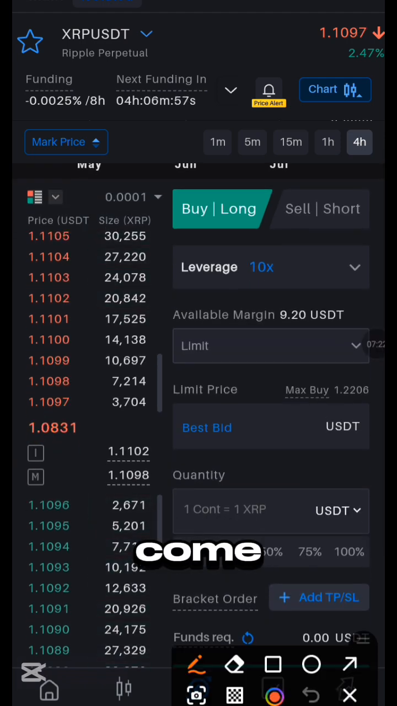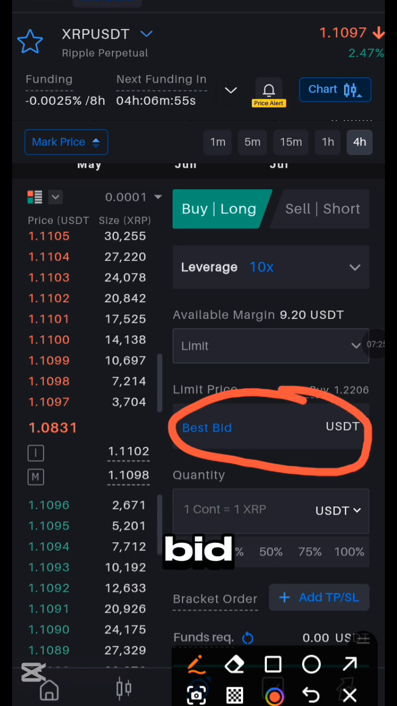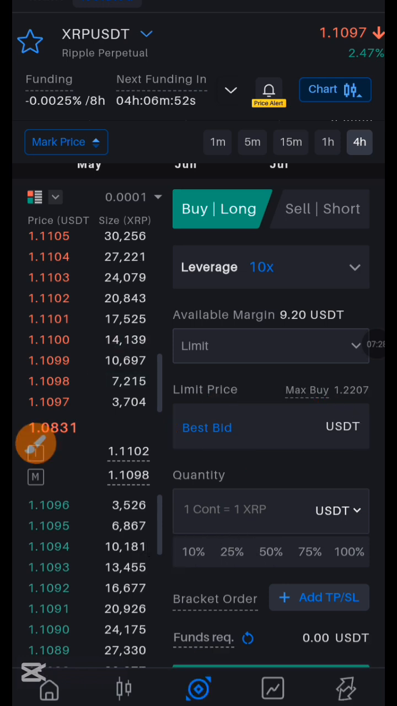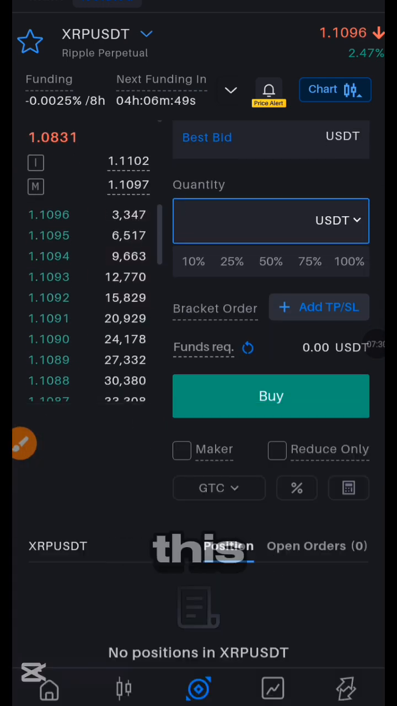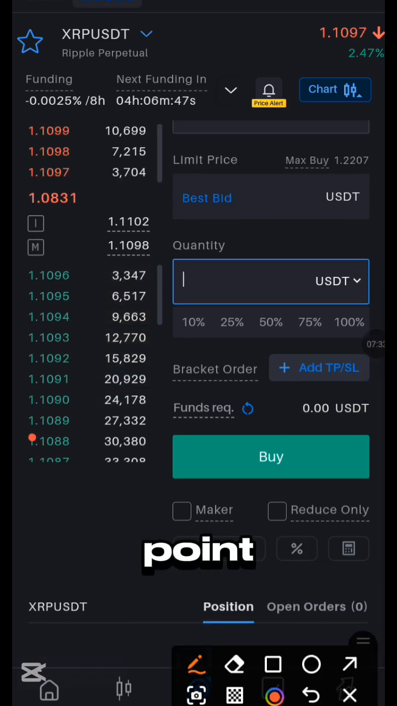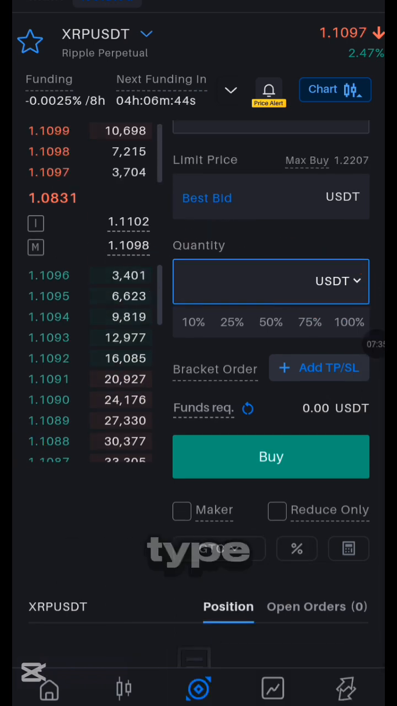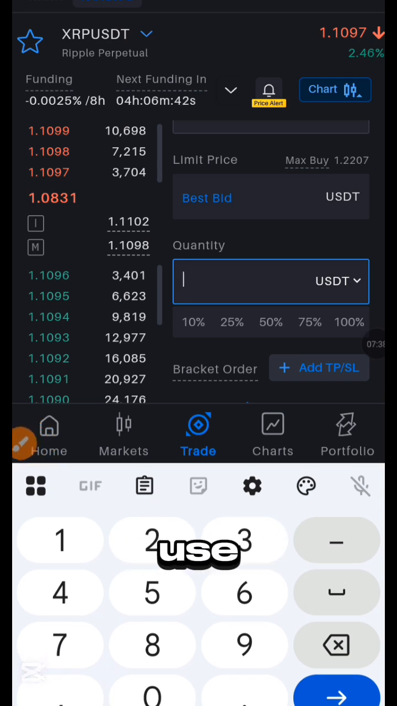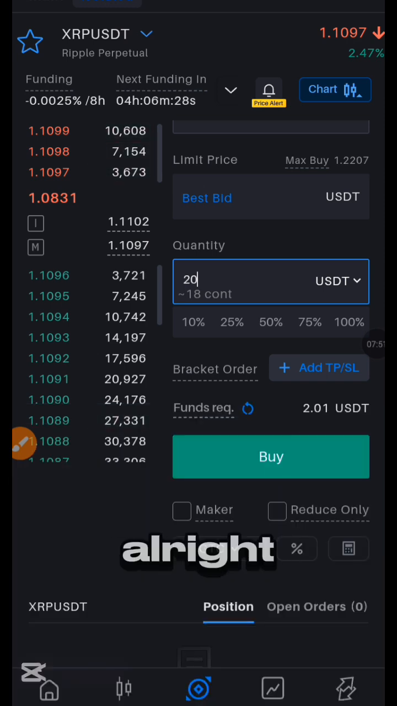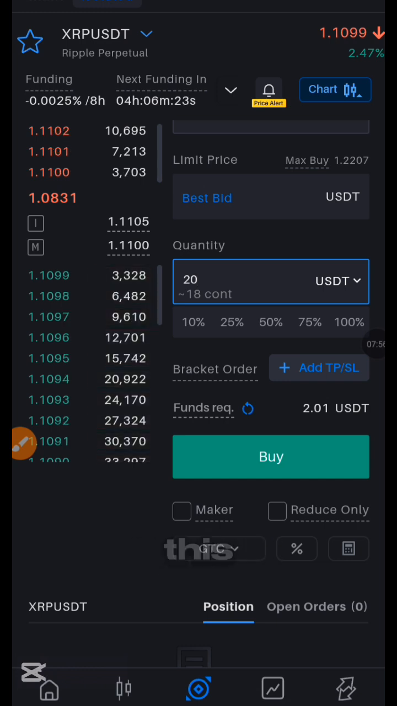All you need to do is come to your exchange where you're seeing this bid price, and type in the quantity right here. Type in the amount you want. Let's say I want to use $10, or $9, or $20. This is the place you type in the amount you want to trade with. The exchange automatically knows how much margin you want to use for this trade. This is position sizing.